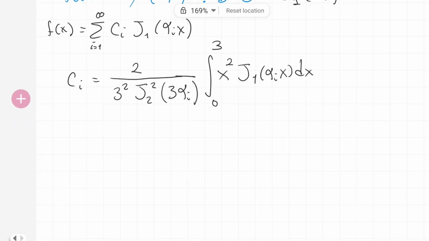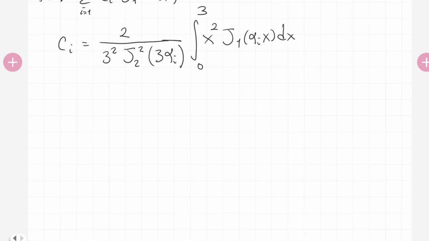Perfect. So the thing here is that we need to evaluate this integral, but how are we going to do this? We are going to make use of a very well-known formula that involves the derivatives of the Bessel functions with other Bessel functions of different order. That means that the derivative with respect to x of x to the m times the order n Bessel function is equal to x to the m times J sub n minus 1.